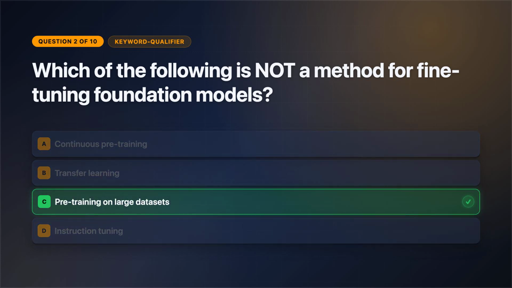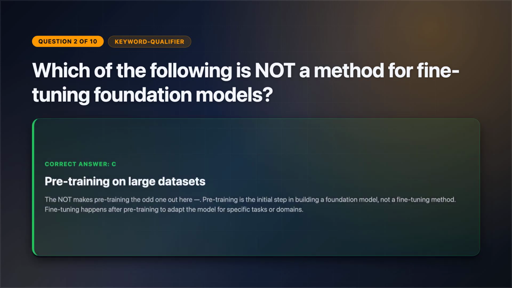The correct answer is option C. The "not" makes pre-training the odd one out here. Pre-training is the initial step in building a foundation model, not a fine-tuning method. Fine-tuning happens after pre-training to adapt the model for specific tasks or domains.